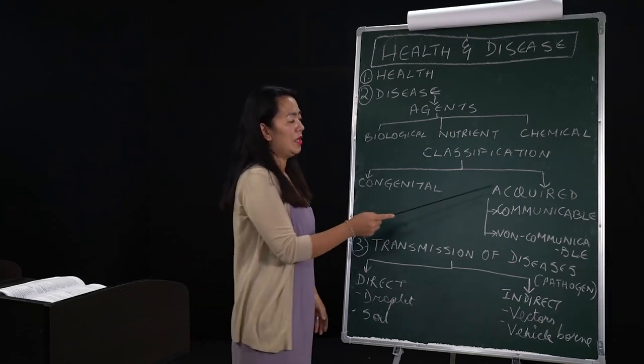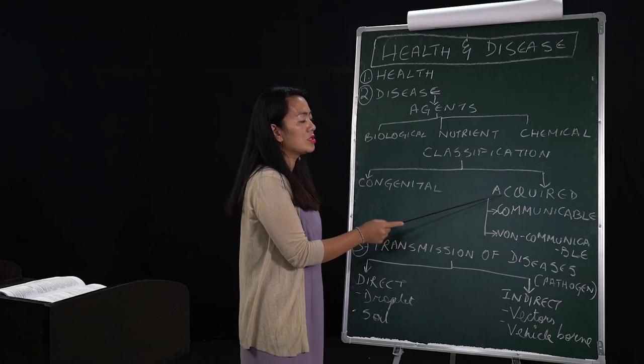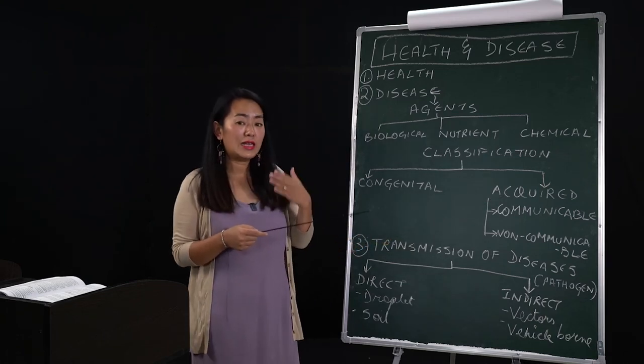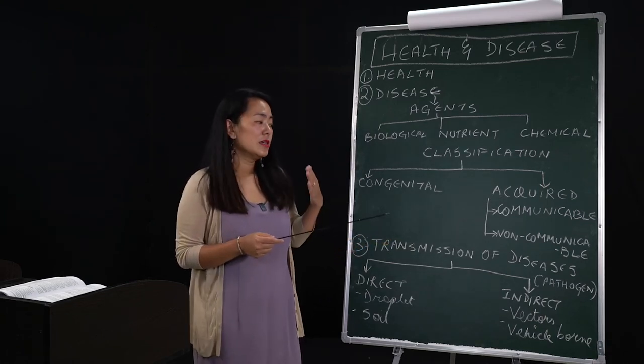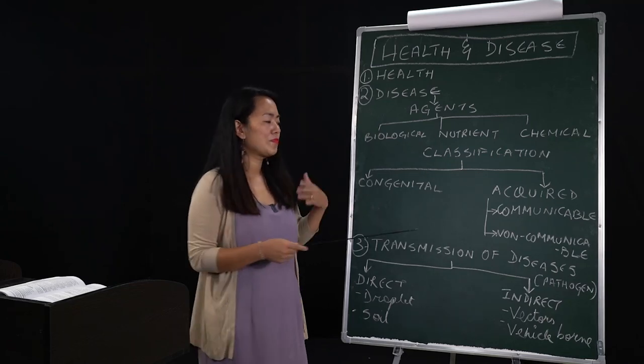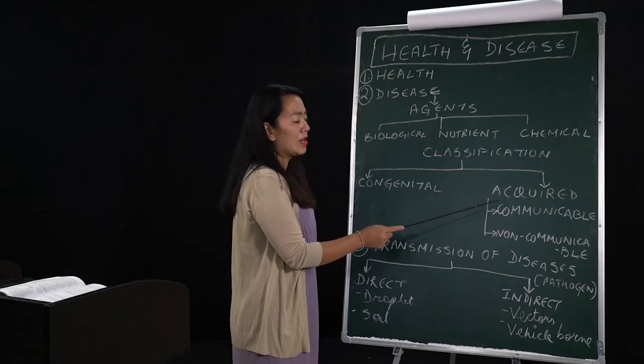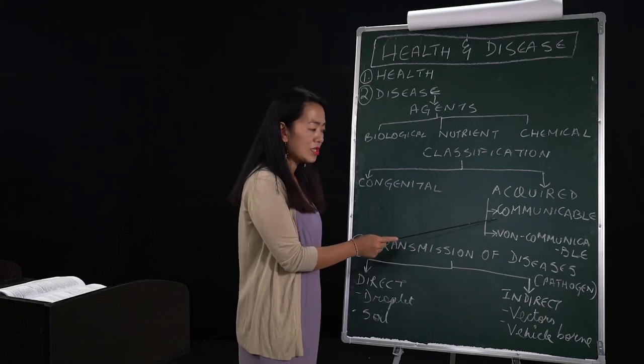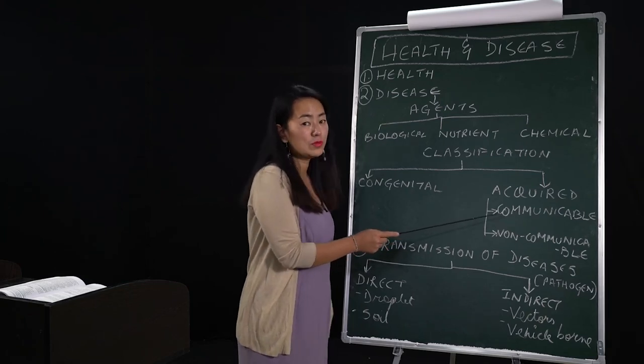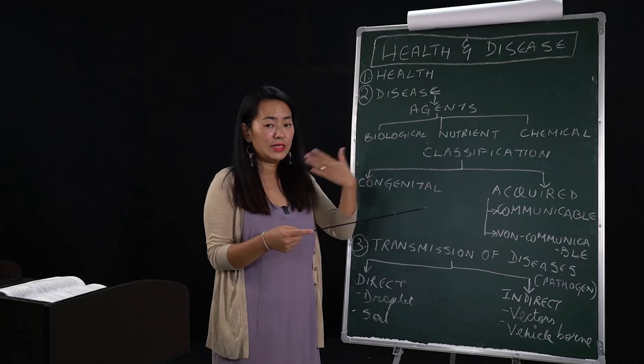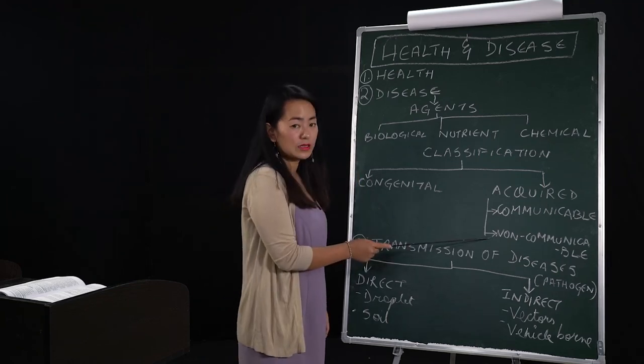In case of acquired diseases, they are those diseases which you get after your birth, which you acquire, okay? When you acquire a disease, they are further classified into two types. One is communicable, that means you can transmit the disease. The second one is non-communicable.